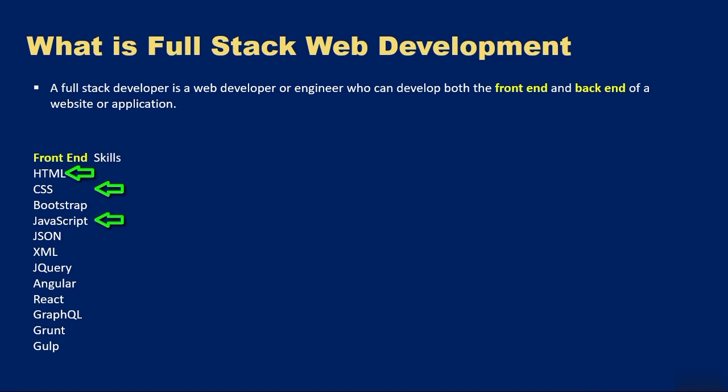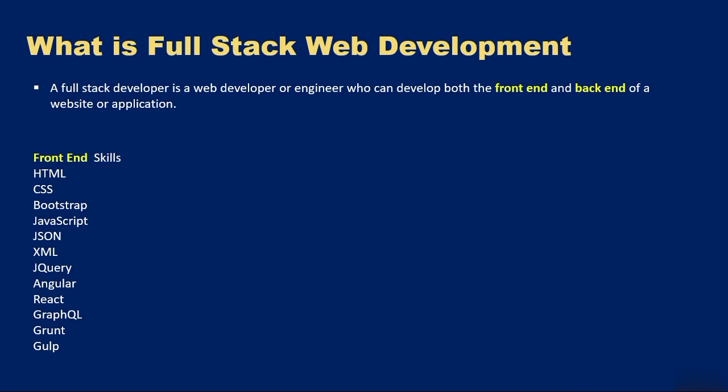There are other technologies you can use within the front-end skills development depending on the type of project you are working on. For example, you can use JSON, XML, jQuery, Angular, React, GraphQL, and so on. I've just listed a few here, but there are so many more front-end skills that you can acquire based on the type of projects that you are developing.